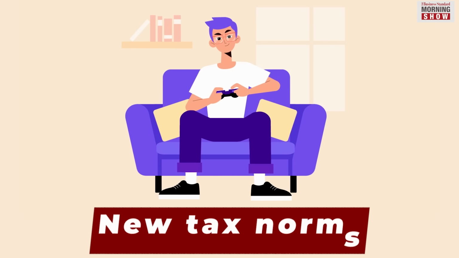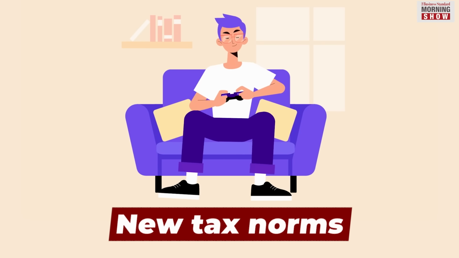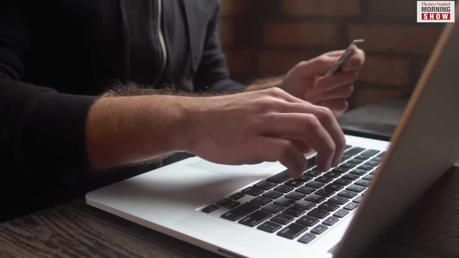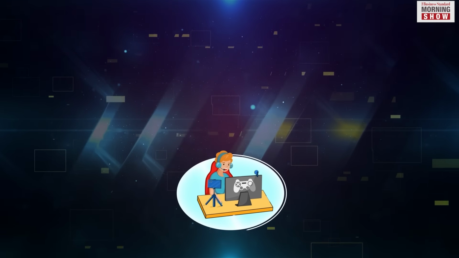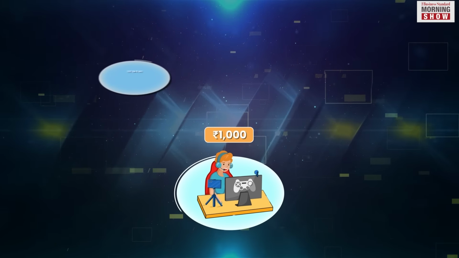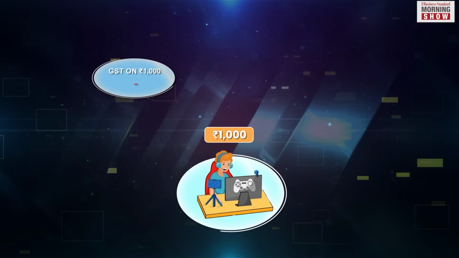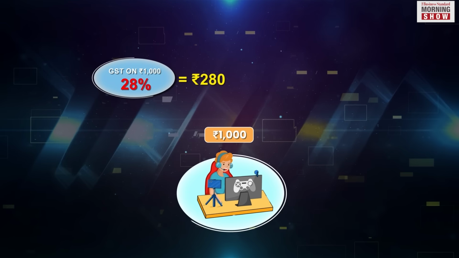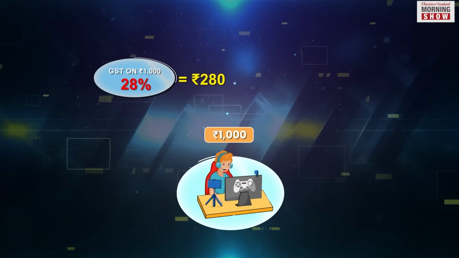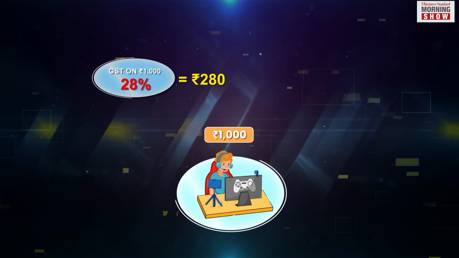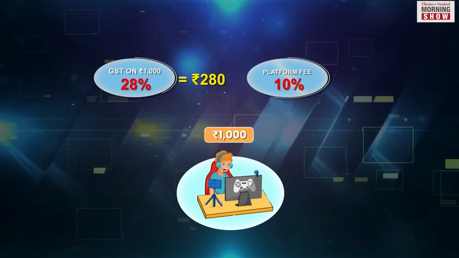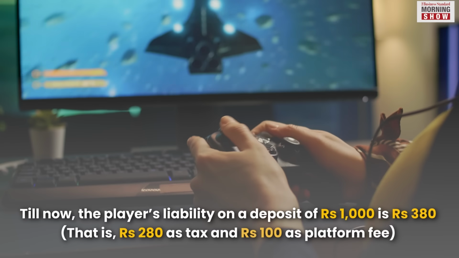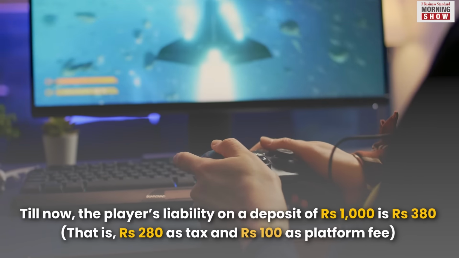However, the new norms have shifted the tax burden to the customers. Now, a 28% tax will have to be paid on the amount deposited by the player in a game. Suppose a player puts in 1000 rupees in a game, he or she will have to pay a GST of 28% amounting to 280 rupees. Additionally, they will be charged a platform fee by the company. This varies across the platforms. Here we will assume that the platform fee is 10% amounting to 100 rupees. Till now, the player's liability on a deposit of 1000 rupees is 380 rupees.